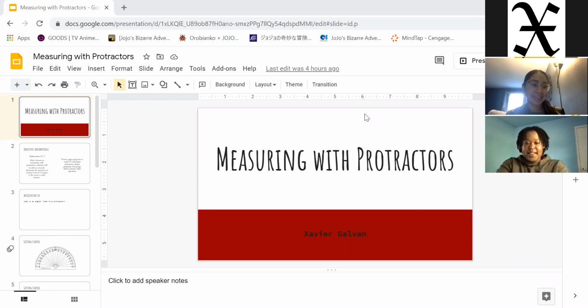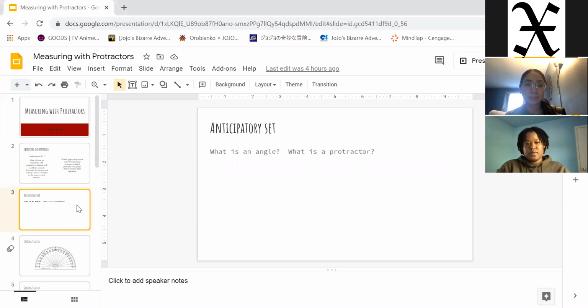Yes, we can. Okay, so we're going to be going over measuring with protractors. First of all, what is an angle? Well, isn't it where two lines meet up? Kind of. Sure, yeah. What else do we know about angles?